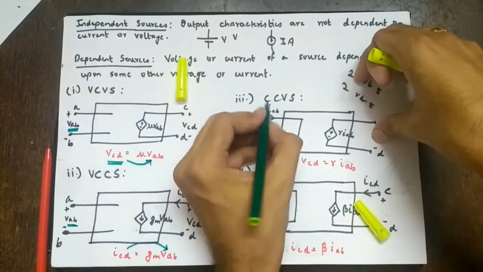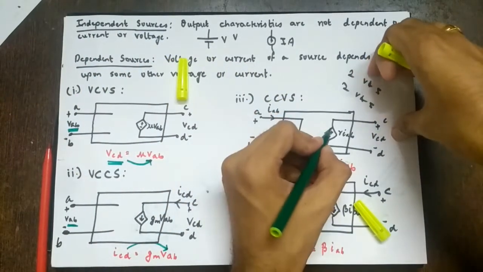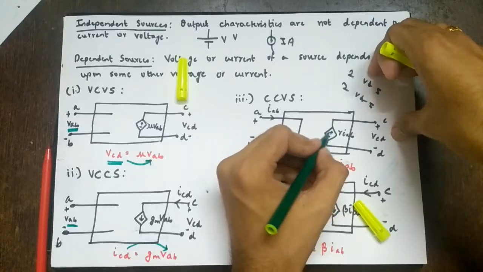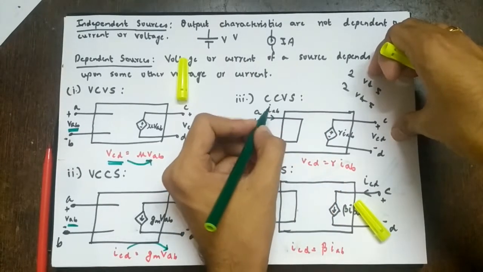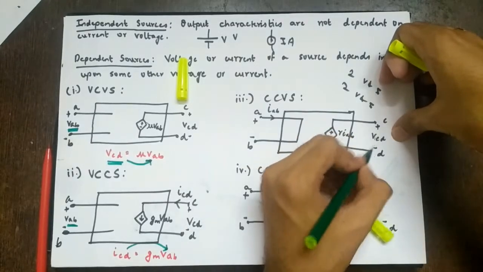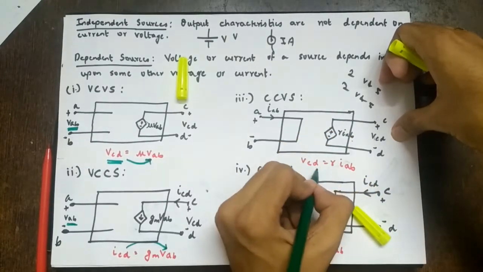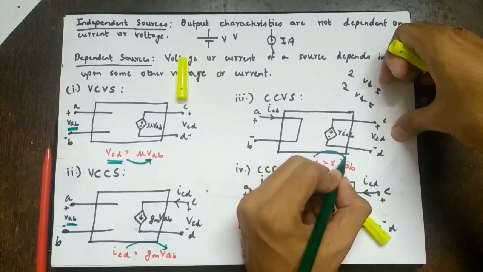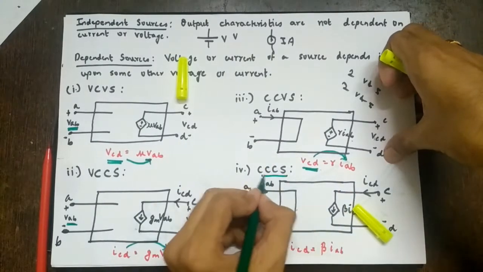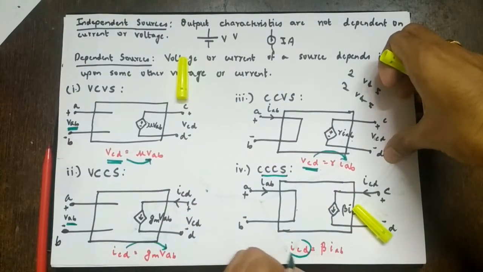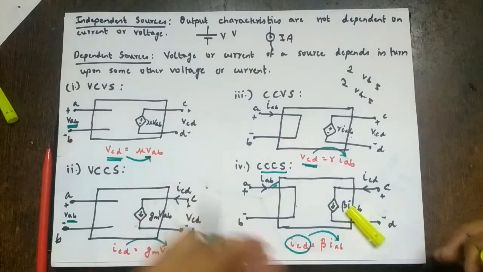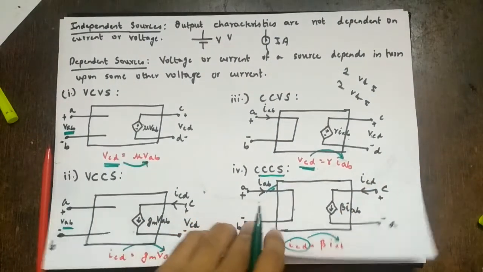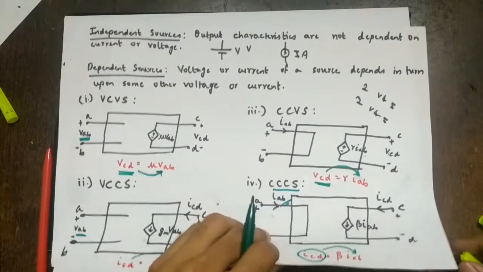Similarly, what happens in current controlled voltage source? We have a voltage source, but the value of the voltage source is controlled by some current which is in other part of the network. So we have VCD equal to RIB. So the value of voltage source is controlled by the current. Similarly, in current controlled current source, the value of current source is controlled by current in some other part of the network, which is this one. So these are the four types of dependent sources. So without further ado, we'll directly jump on to numericals.